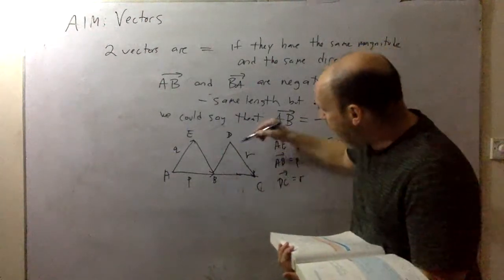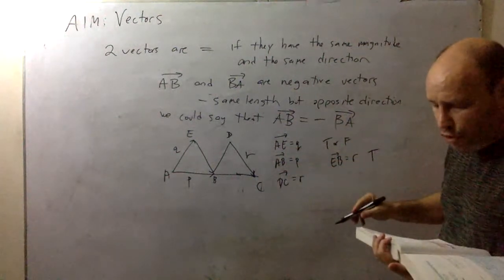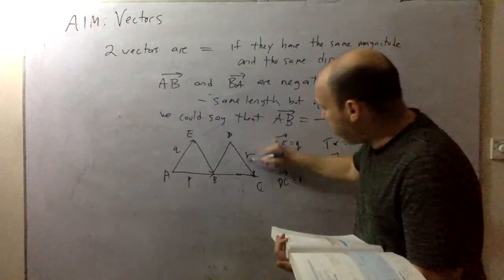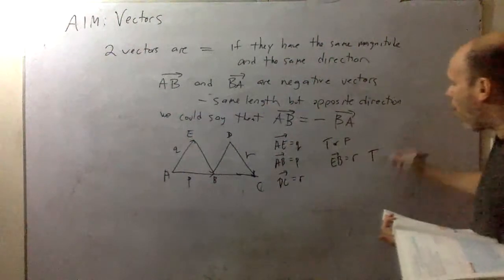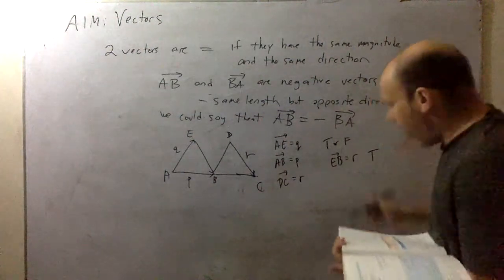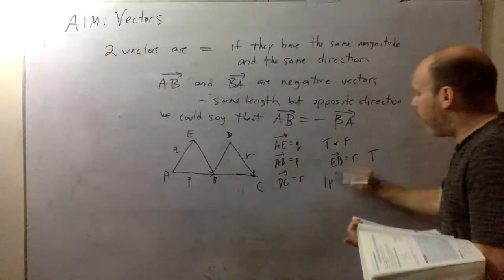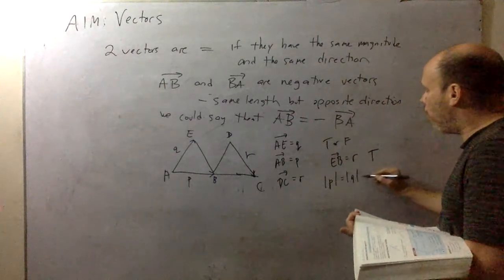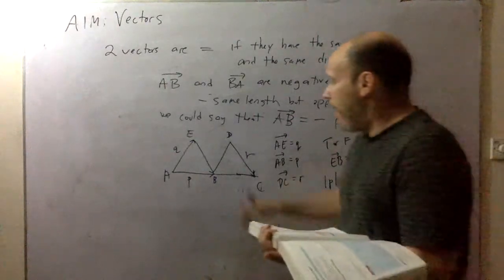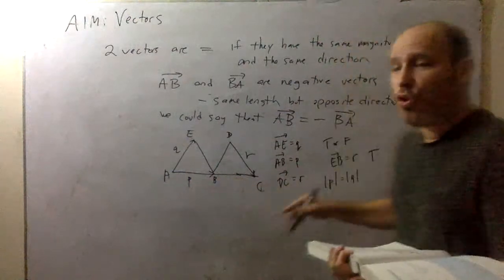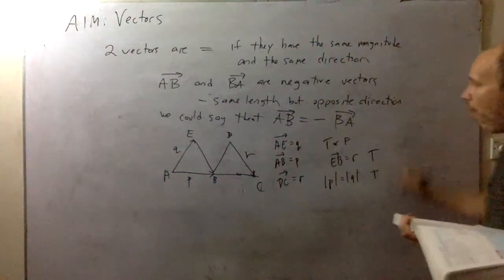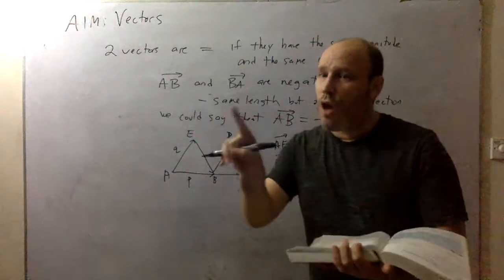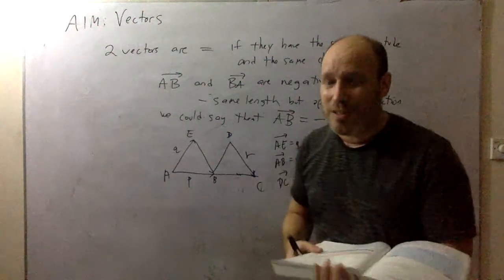EB and DC go in the same direction. So if DC is R, EB is R. That's true. Next one, the magnitude of P is equal to the magnitude of Q. Well, it's an equilateral triangle, so the magnitudes are equal. That's true. Are they equal vectors? No, because they have different directions.